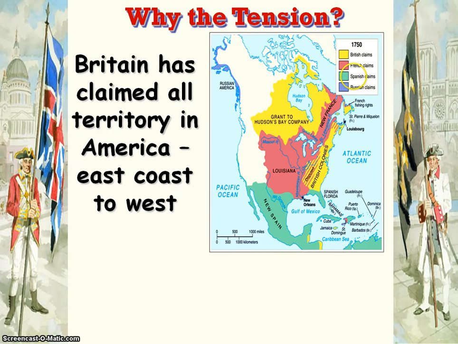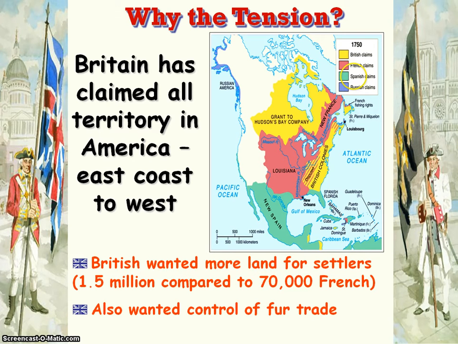Why was the tension there? Like I said, Britain had claimed all the territory in America, basically from the East Coast to the West Coast. Unfortunately, the gap between them was filled in by the French, and the English didn't like that. Britain had really done a good job settling the colonies. They had 1.5 million people compared to the 70,000 French people living in Canada, pretty much in the north near Quebec. They also wanted to control the fur trade. The British were getting greedy, and they saw that the French were taking some of the stuff they felt they could make money on.